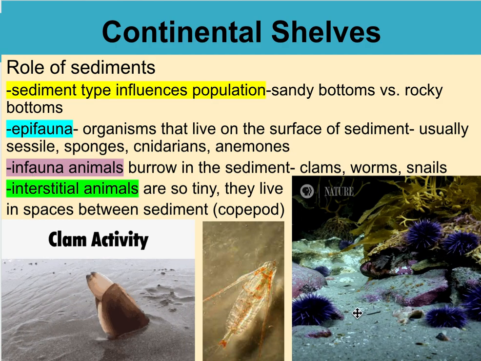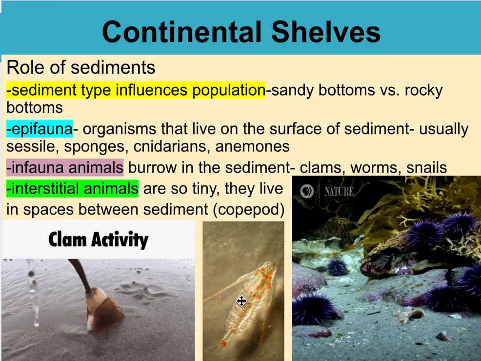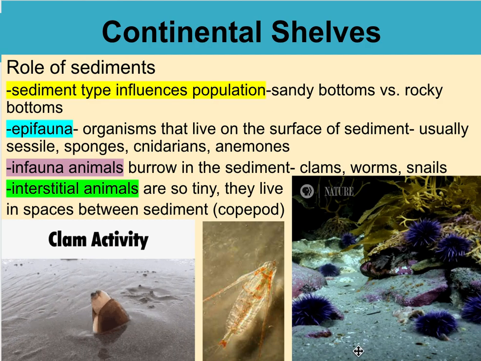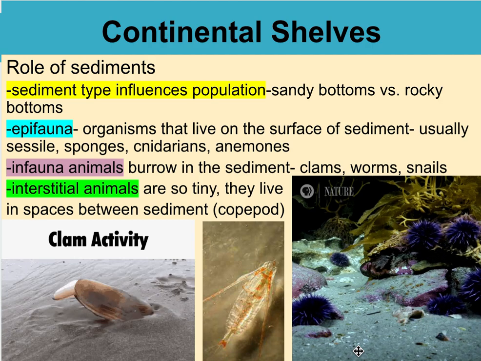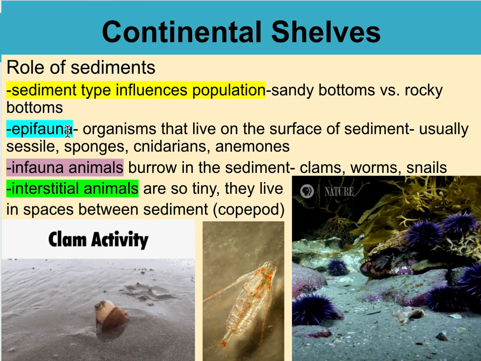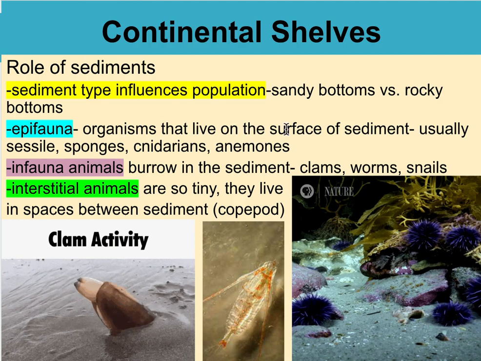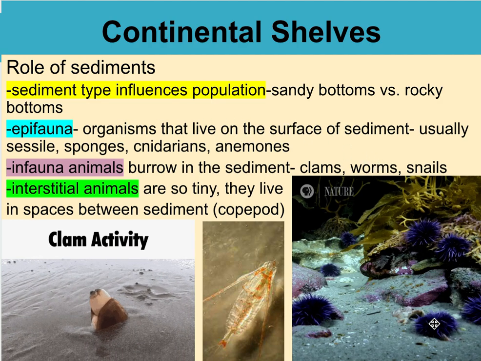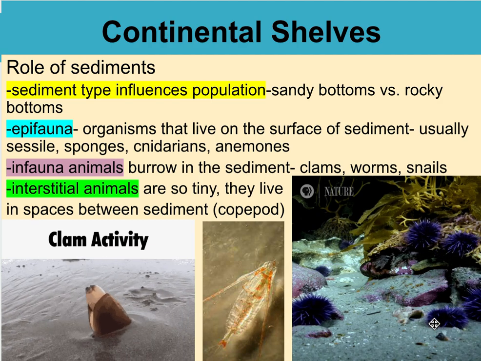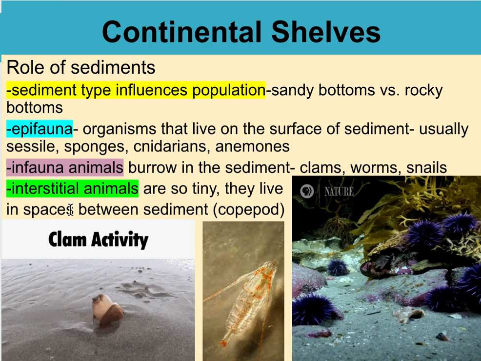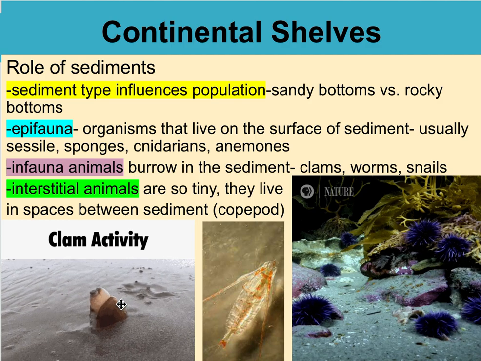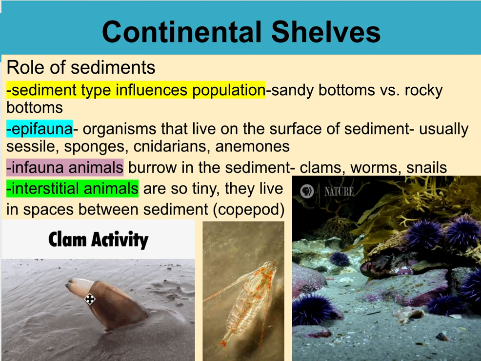So, depending on the type of sediment that is in an area, you'll have different organisms live there. Some organisms will want a rocky bottom so they can hold on and stay in that place or hide in between the rocks. Some will prefer sand. There's something called epifauna, which are animals and organisms that live on the surface of the sediment. Think about sponges, cnidarians, anemones, things that don't really want to move and will just stay in the same place. Then you can have infauna, like this clam that will actually dig into the sediment, like clams or worms or snails that will want to stay in that space.